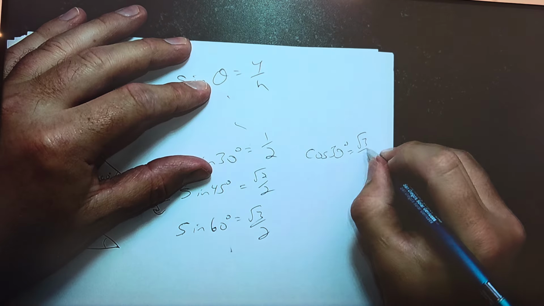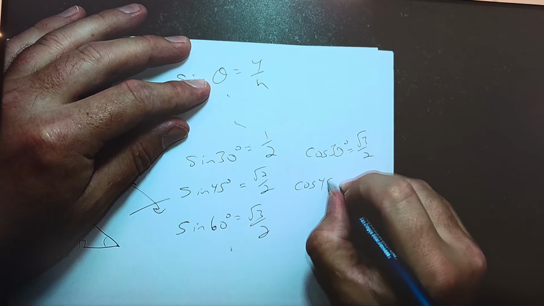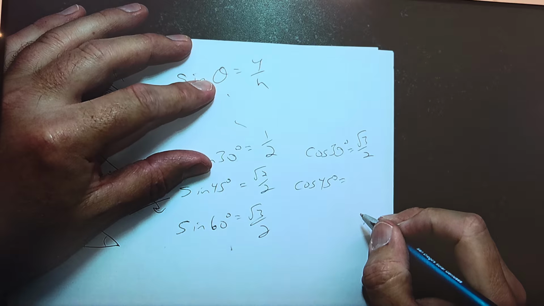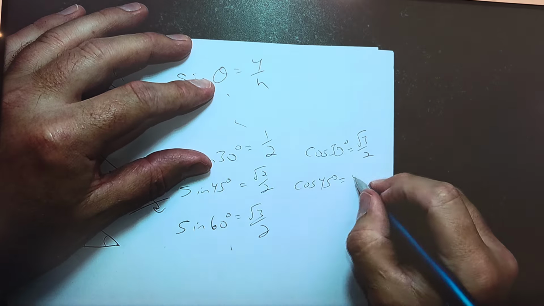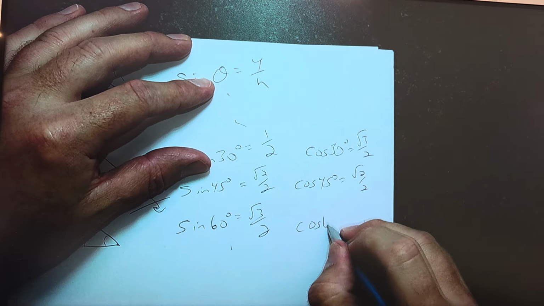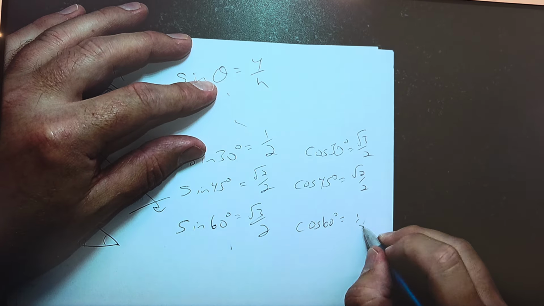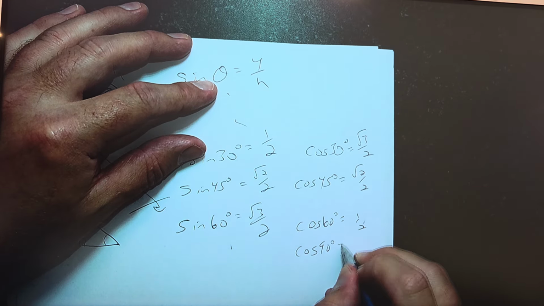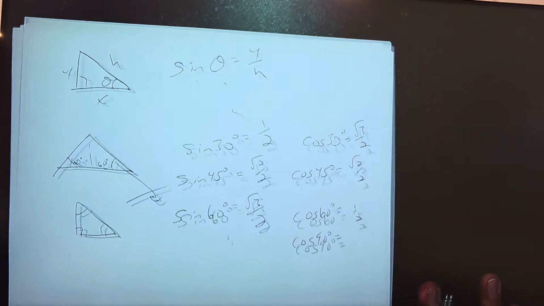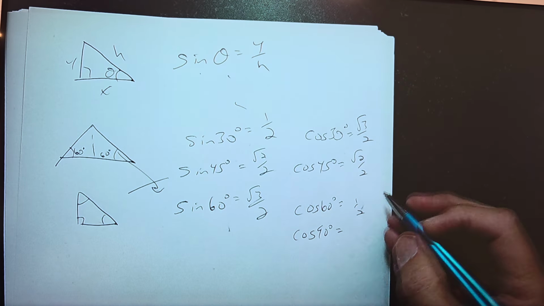So this will be root 3 over 2. Of course, at 45 degrees is where they both equal each other. And then, of course, at 60, it's really scared. It's pretty far away from home. 1/2. And, of course, at 90, can't even say it's scared anymore. It just is totally incapacitated.